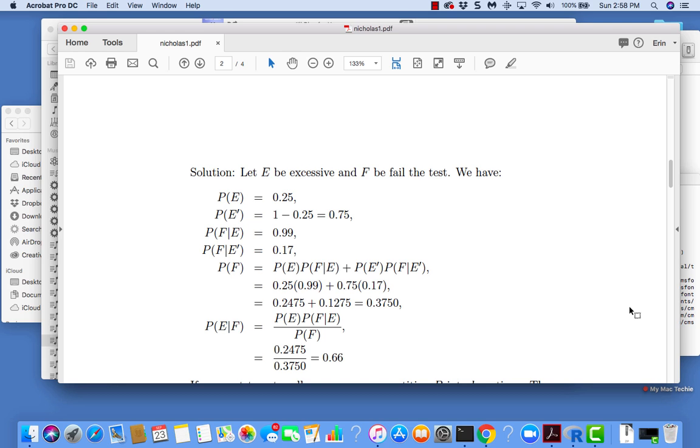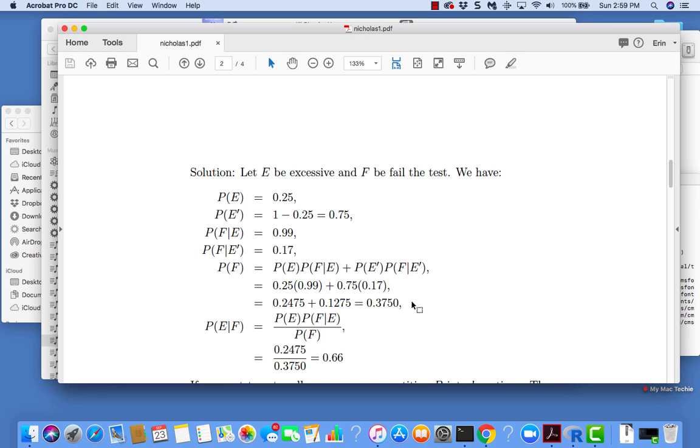So now I want to get the probability of failing the test. So that's going to be the probability of E times the probability of F given E plus the probability of E complement times the probability of F given E complement. So now we just plug our numbers in. I have the probability of E, which is 0.25, times 0.99 plus 0.75 times 0.17. So I add those together, and that gives me 0.3750. So that's the probability of failure.